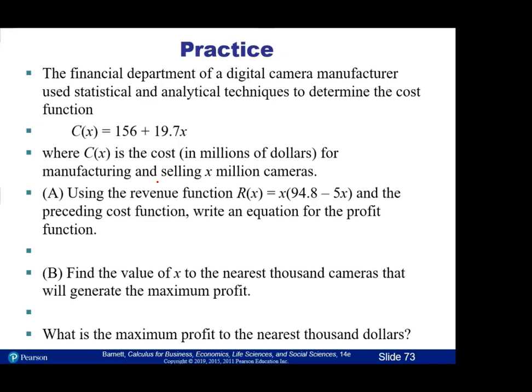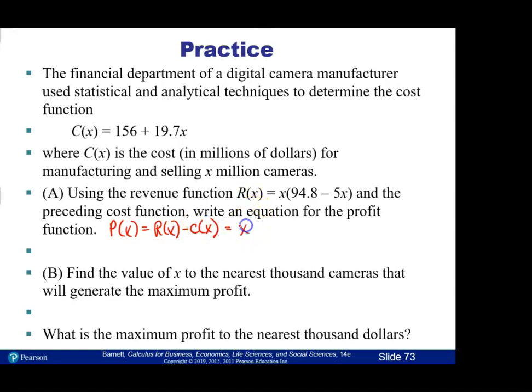The financial department of a digital camera manufacturer uses statistical and analytical techniques to determine the cost function. C of X is the cost in millions of dollars for manufacturing and selling X million cameras. So both X and C of X have units of millions. We want to use the revenue function that's provided and the cost function to find an equation for profit. So if you remember, profit is revenue minus the cost.